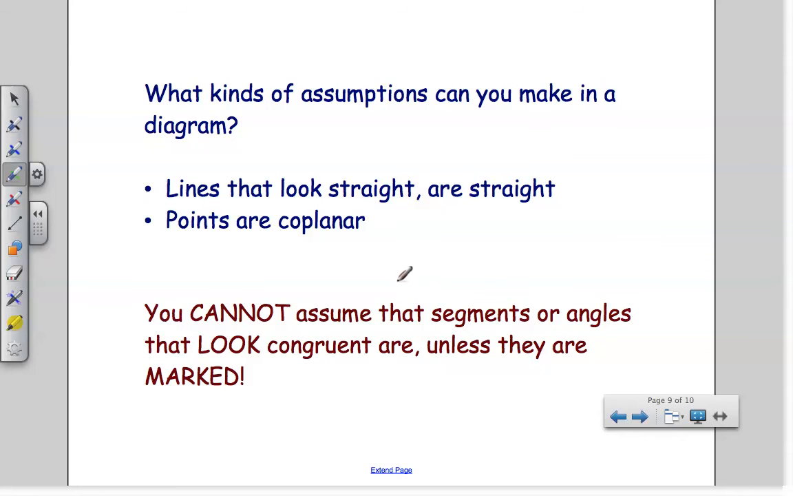Things that you cannot assume. Don't ever think just because segments or angles look congruent, just because they look the same, does not mean they are. The only way you know that segments or angles are congruent is if they're marked. Remember that segments would have to have tick marks in there, and angles would have to have the same number of arcs. So unless you see those marks, don't ever assume that. Don't assume that you have right angles unless you see the right angle mark, and don't assume things are congruent unless they're marked. So angle pairs today.